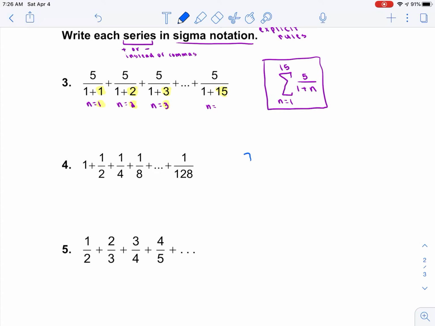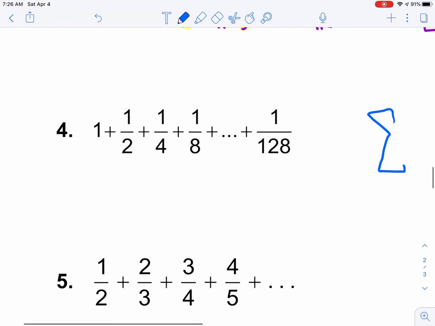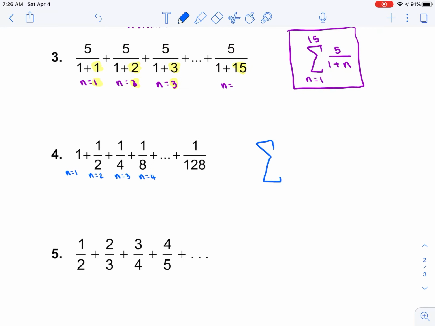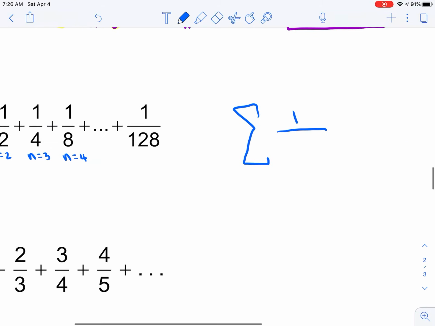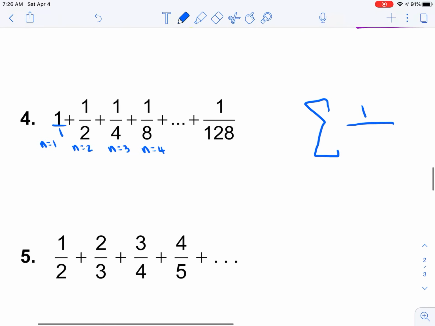The next problem, let's do the same thing. You're going to start with a sigma, and then underneath each term, think n equal 1, n equal 2, n equal 3, n equal 4, and then we don't know how far this is going to go. Now, again, we want to write this rule to the right of the sigma. And again, I'm seeing that all of these numerators are staying consistent. I'm going to write that first term as 1 over 1, but I just want you to see that all of these have a numerator of 1.